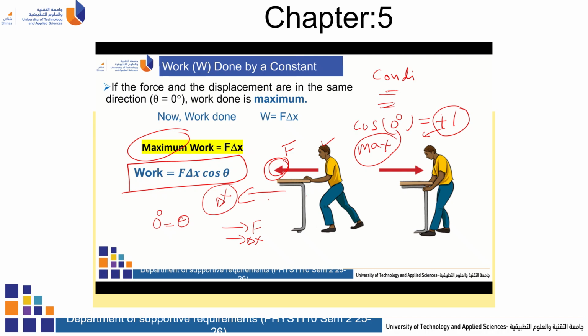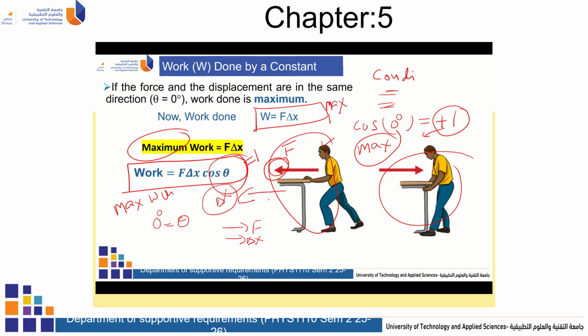In the cosine table, this is the maximum value of the cosine. So if the person is moving the object like this, then the person is doing maximum work, and the value of cosine theta is 1. So this is the formula: W equal to F multiplied by delta x. This is the formula for the maximum work.